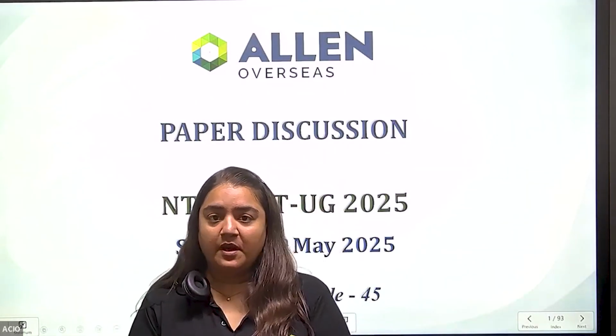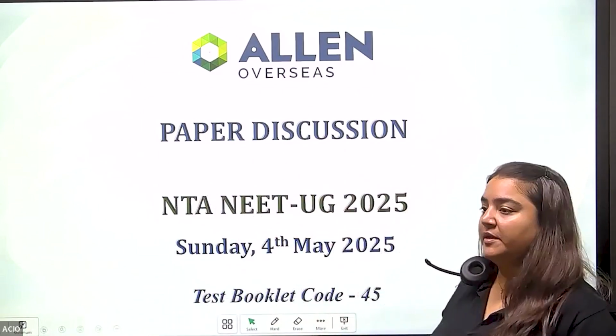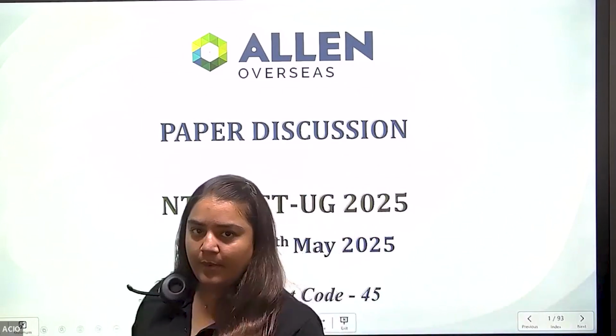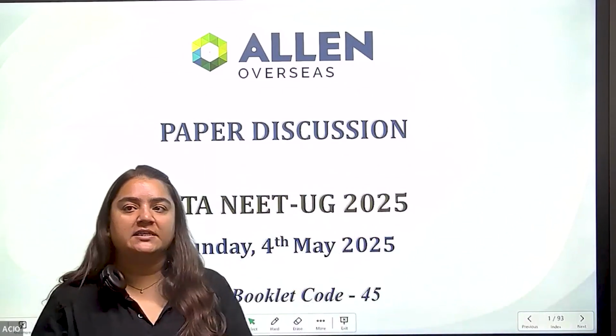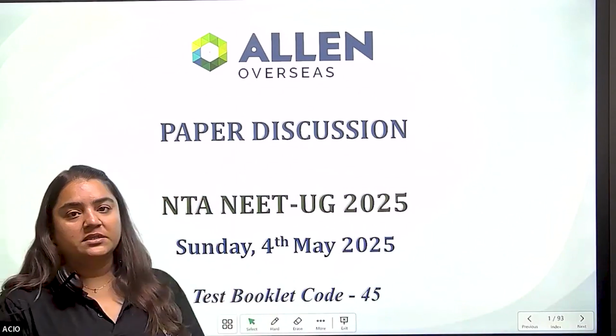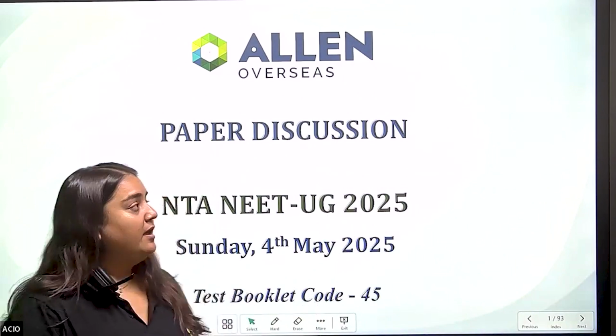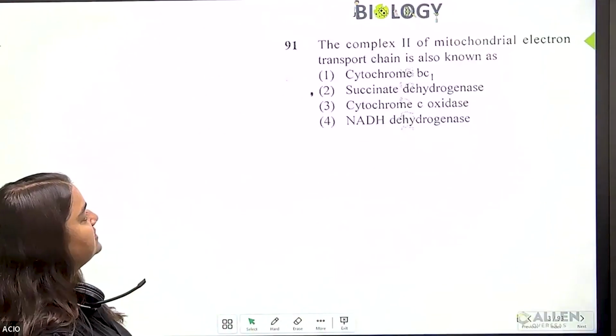Hello everyone. Today we are going to discuss the biology part of NEET 2025 and our set code is 45. Check your answers according to the questions given below, because every set has a different sequence of questions. So today we are discussing set number 45, or paper code 45. Let's start with the first question.